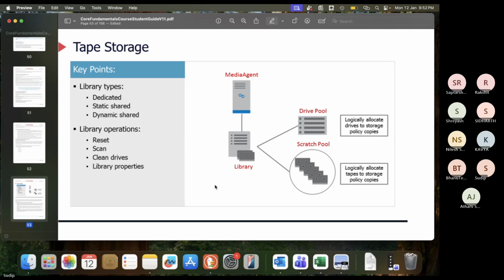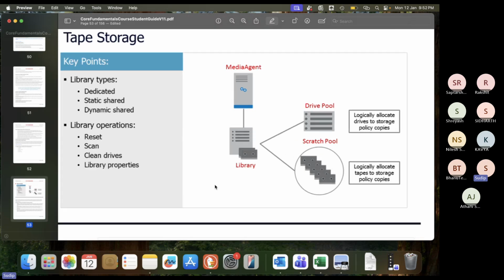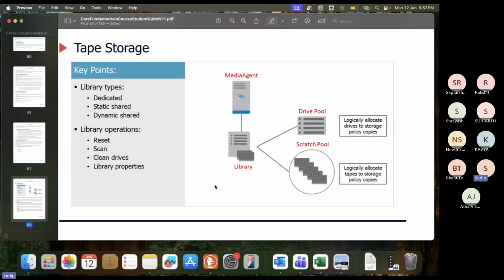Now, tape is a very unique kind of storage. Its characteristics, the way you write to tape, the way you read from tape, it's different. It's not like how you read and write to a hard disk or a flash drive or an SSD. Hard disk, flash drive or SSD are random access storage, so you can read and write from any part of the physical medium at any given point in time. But tape is not like that. Tape is sequential read, sequential write.